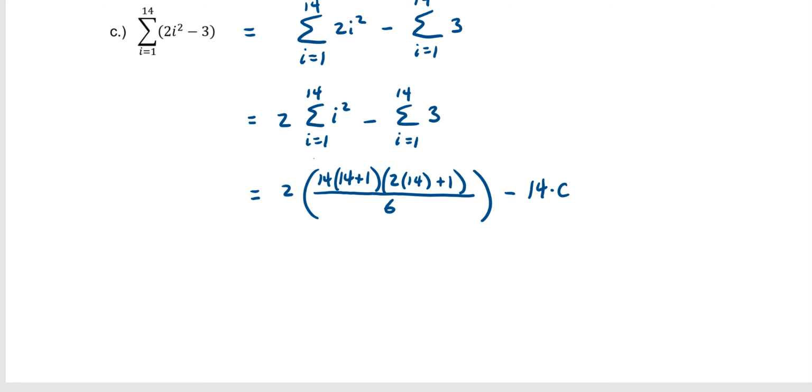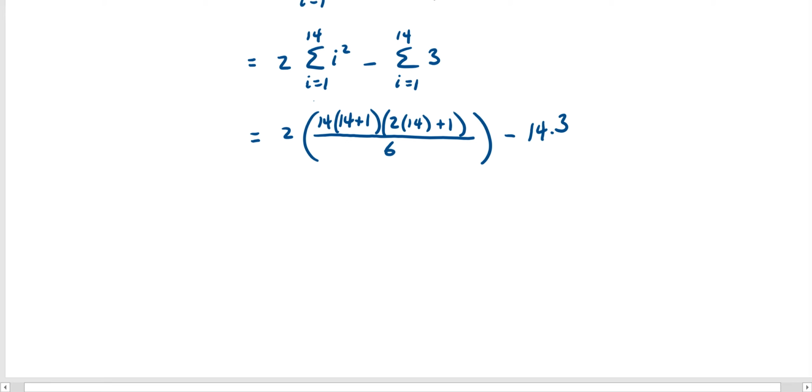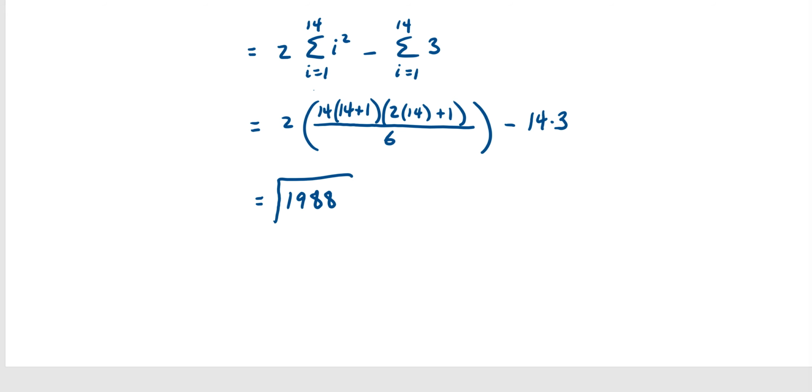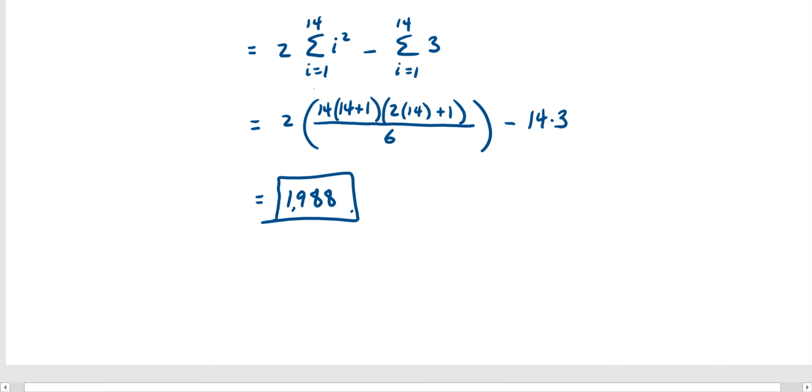And all we have to do is evaluate this, so a little bit annoying, but it's a lot better than actually having to write out each individual term. So I'm assuming that we can do order of operations correctly. We should end up getting 1,988. Okay, so that is it for this section with sequences and series.